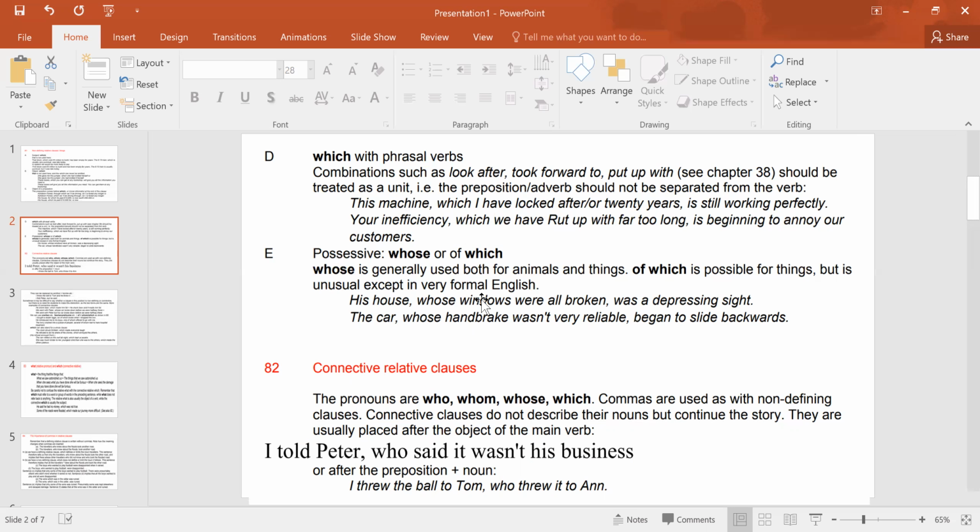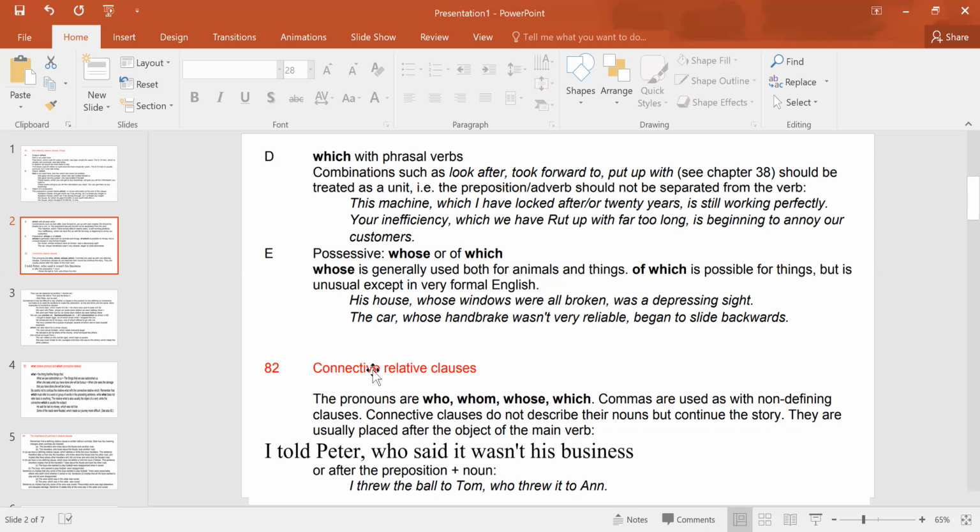Possessive form is whose or of which. For example: his house, whose windows were all broken, was a depressing sight. Whose windows means the windows of his house. The car, whose handbrake wasn't very reliable, began to slide backwards. And here is a description of whose and of which. Whose is generally used both for animals and things; of which is possible for things, but is unusual except in very formal English. Of course, here you can also use of which instead of whose, but you will use it in very, very formal English. Normally you are allowed to use whose.